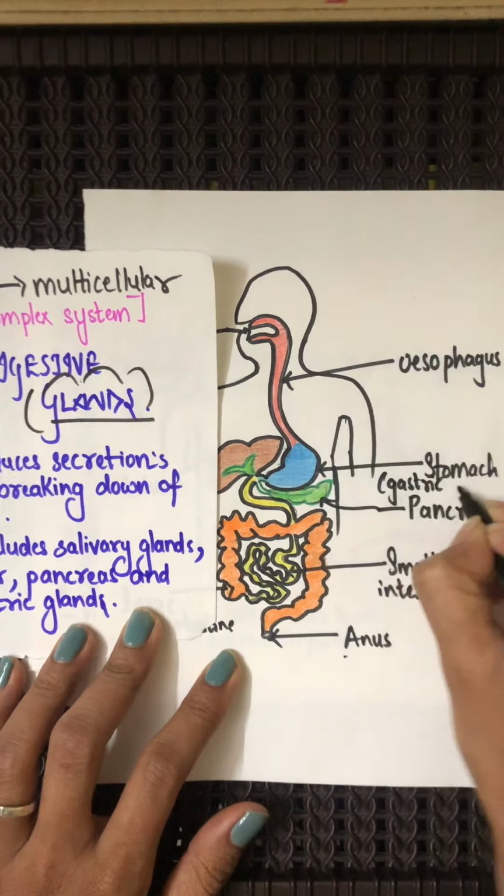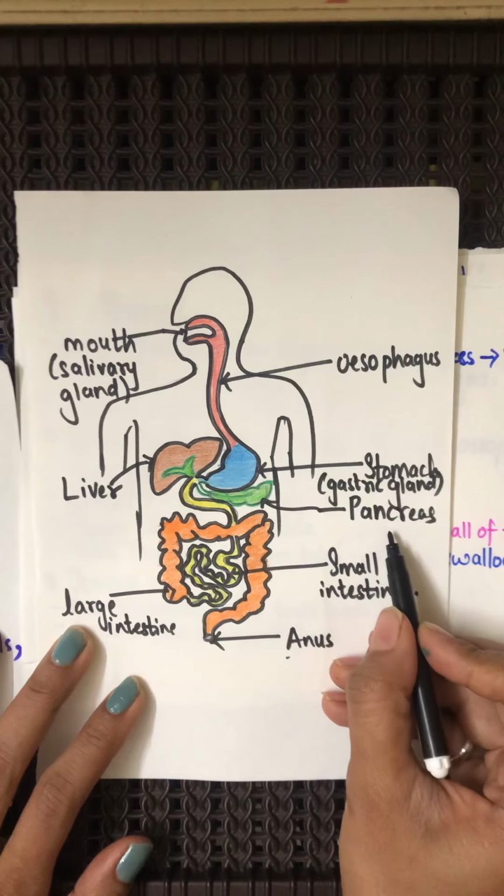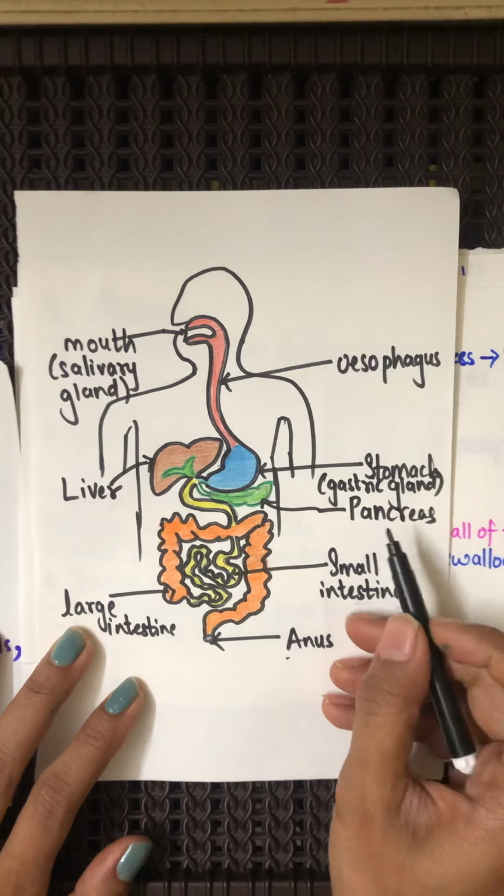Fine. So there are various glands in the digestive system which help in the process of digestion, which includes the salivary gland, the very first one. Then inside the stomach we have the gastric glands. Then we have the liver as the third gland, and the last one is the pancreas. Do you understand this? Yes, fine.